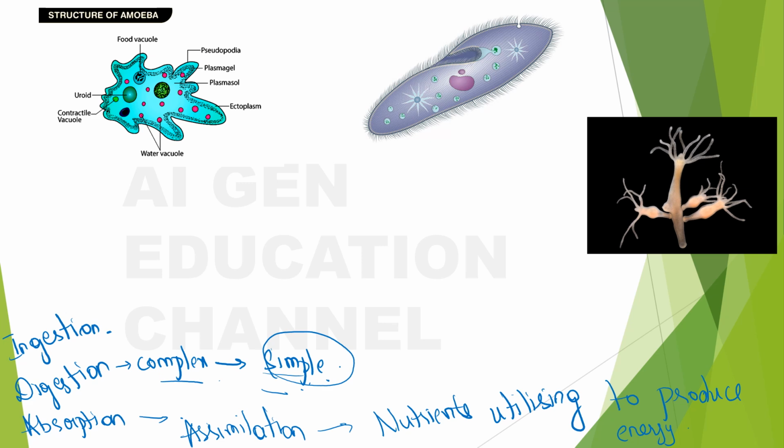That will be done through ingestion, and then this food is a complex thing, and that has to be converted into what? Into a simpler form, and then our body should do this absorption. What is absorption? These simpler forms will get into the bloodstream or the other body fluids, and then comes the assimilation. Once it gets into the blood, the nutrients that are absorbed by the blood, with that the body will try to produce the energy, okay?